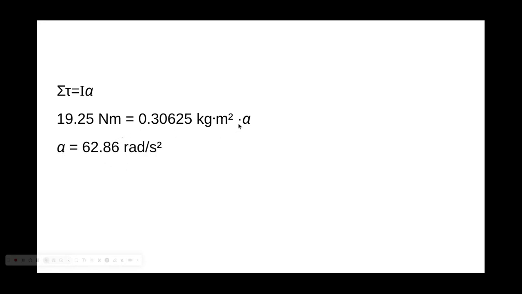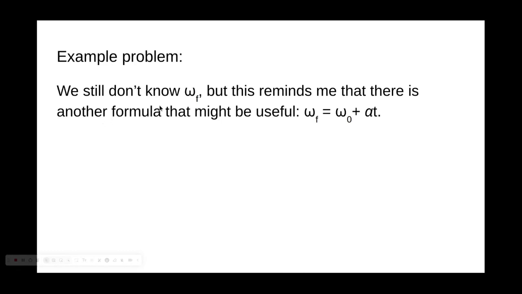Turns out that alpha equals 62.86 rads per second. The rad's not in here. You have to make that up. This would just be 62.86 per second squared. But what it's referring to is a change in angle, which we're measuring in radians. All right, we still don't know the final angular velocity, which is what we're being asked for.